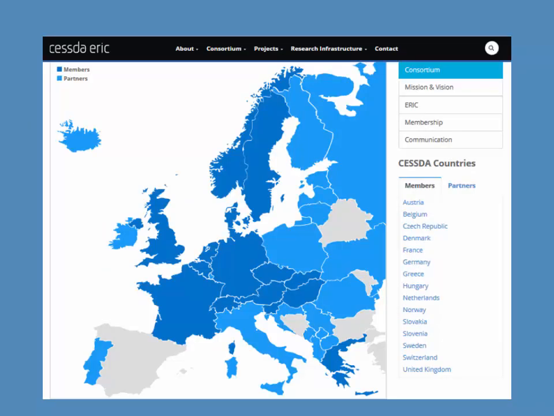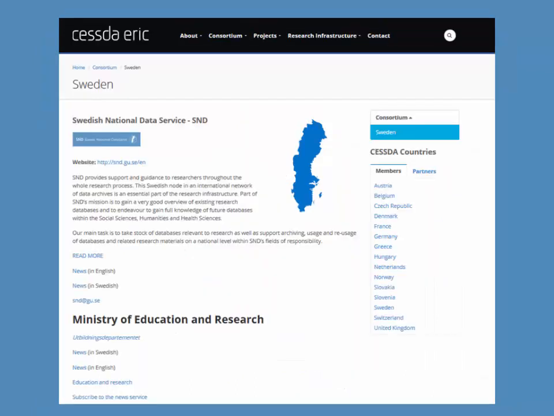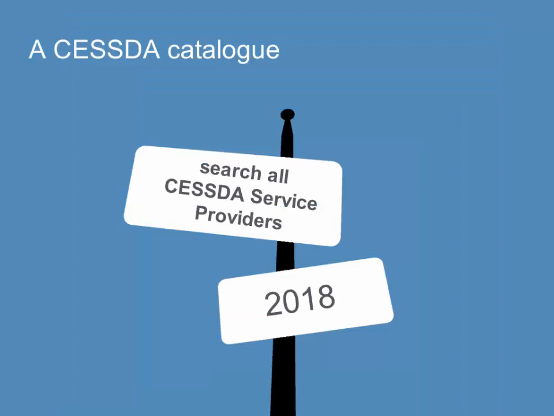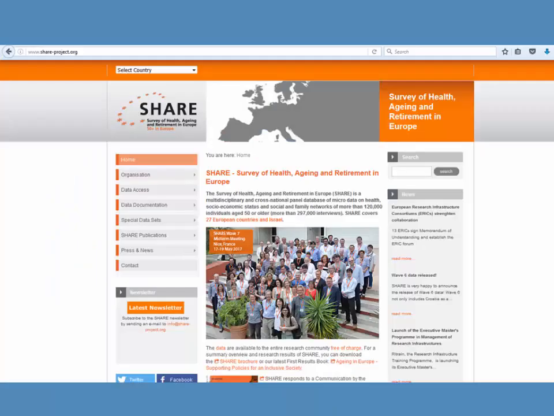You can find out about national data services on the CESSDA website, which includes information and links to individual services. Soon there will be a CESSDA catalogue. It is due to go into service in 2018. When operational, you'll be able to search for data sources from all CESSDA service providers. CESSDA are also developing a European question bank, which among other uses will allow you to search for similar variables across different studies and countries. Also, many of the multinational surveys distribute data along with other resources through dedicated portals, such as this one for SHARE, the Survey of Health, Ageing and Retirement in Europe.